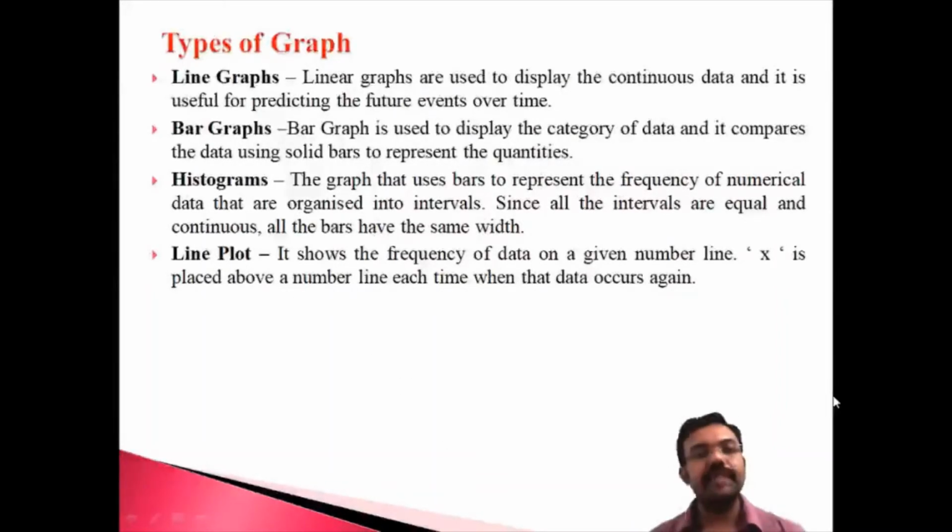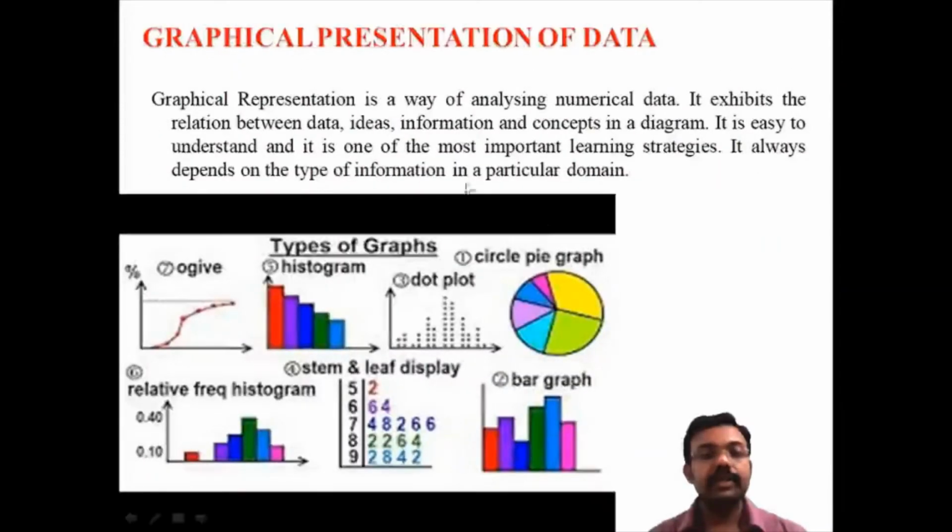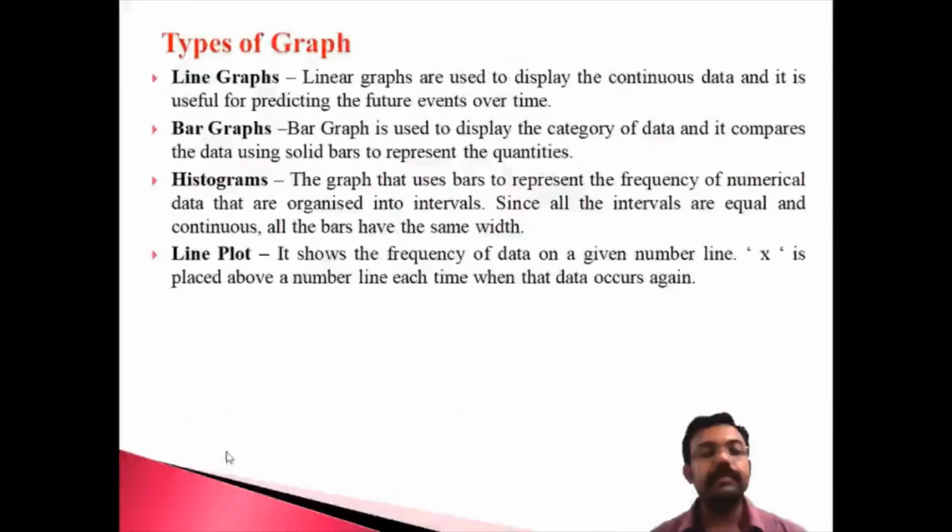The line graph is mainly for the future, predicting future situations. The bar graph is used for categorical data, and the histogram uses bars to represent the frequency of numerical data, organized in intervals because there is a gap. In a histogram you can see the gaps, so it is organized in intervals, and then there is the line plot. These are the important types of graph.